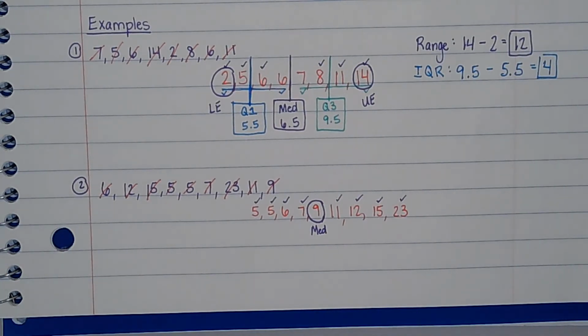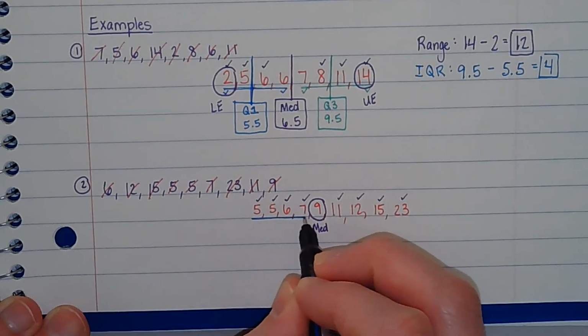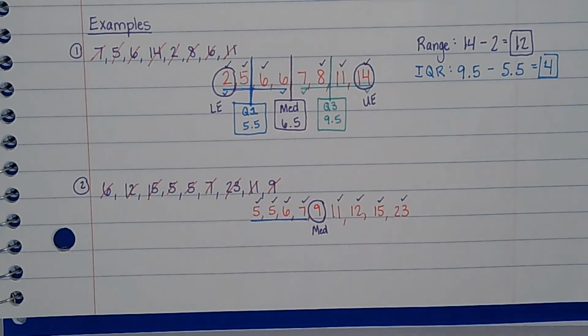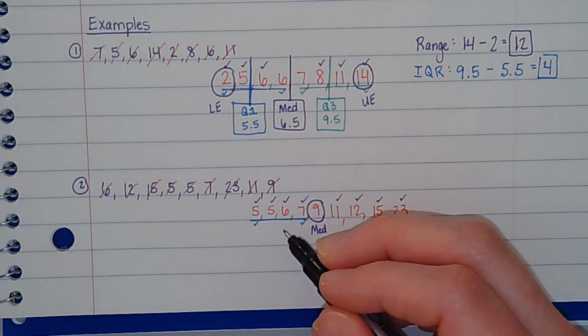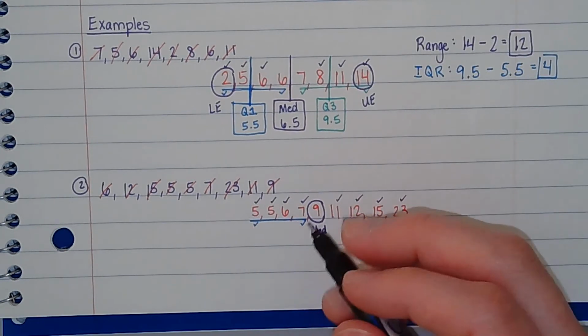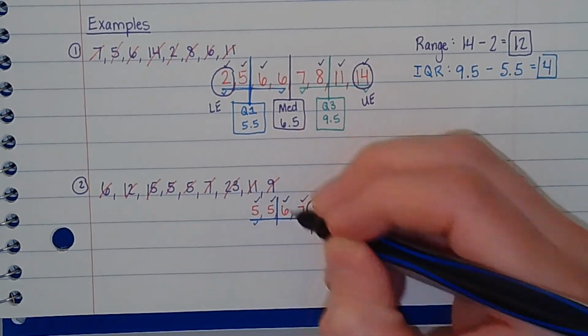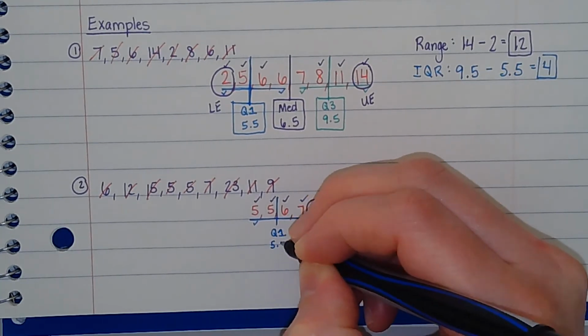All right, now let's look at my lower half of numbers. So here's my lower half. All right, so remember, 5 is gone, 7's gone. I'm left with 5 and 6, okay? So 5 and 6, you add them together. 5 plus 6 is 11. 11 divided by 2 is going to leave you with 5.5. So this is my Q1, and it's 5.5.